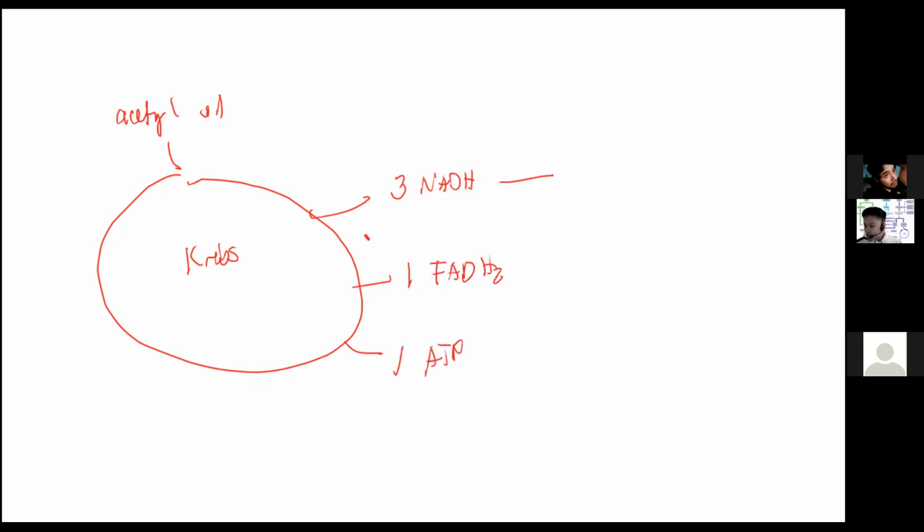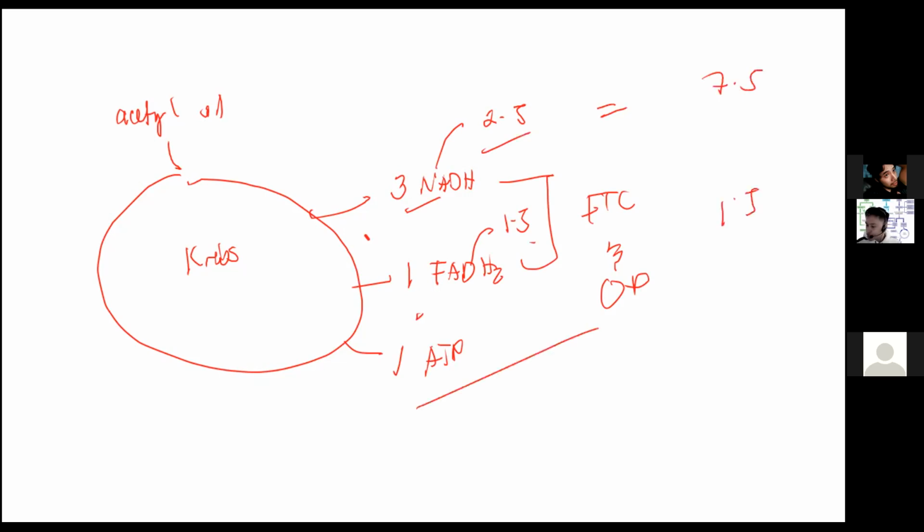So this will proceed to the ETC and oxidative phosphorylation. How much ATP is produced per NADH in the ETC? This is able to produce 2.5 and this is able to produce 1.5. Am I right? So 3 times 2.5, that's 7.5. 1 times 1.5, that's 1.5. And then 1, so a total of 10 ATP. Do you follow?